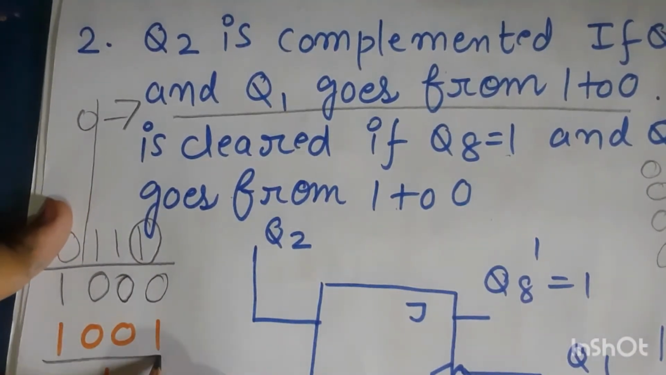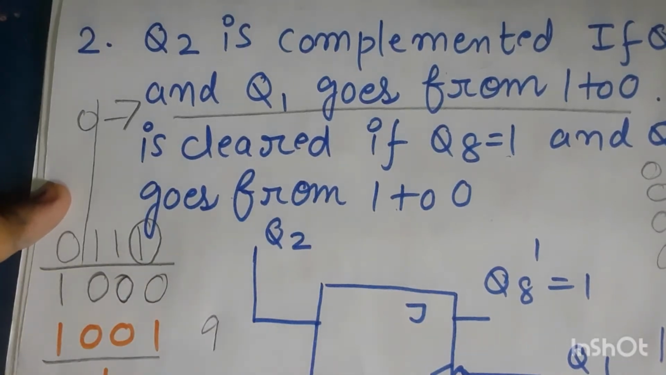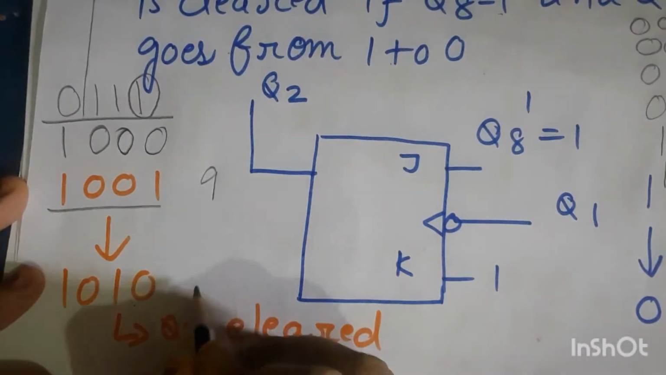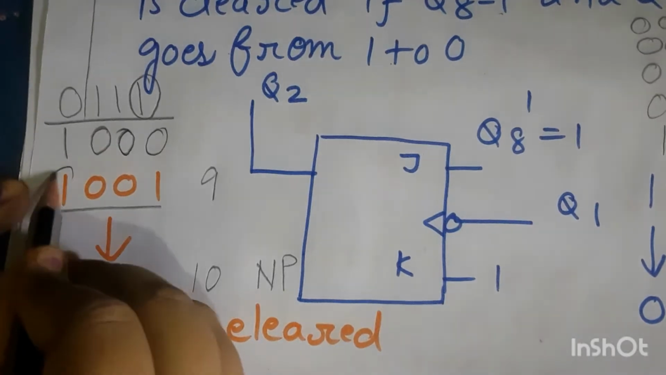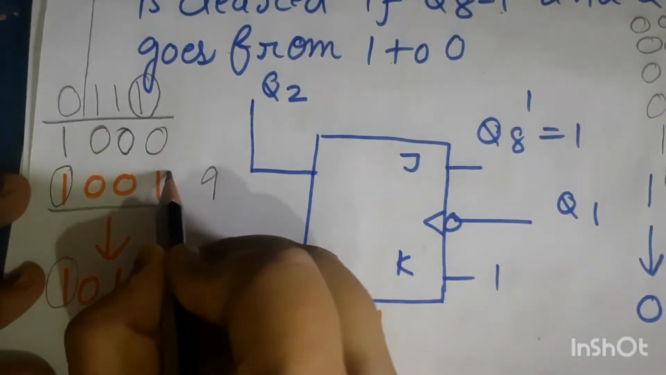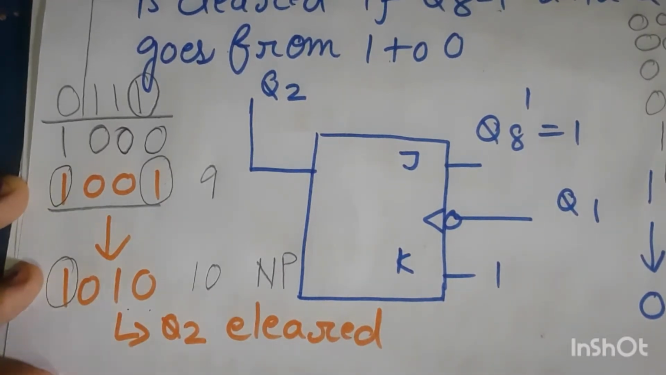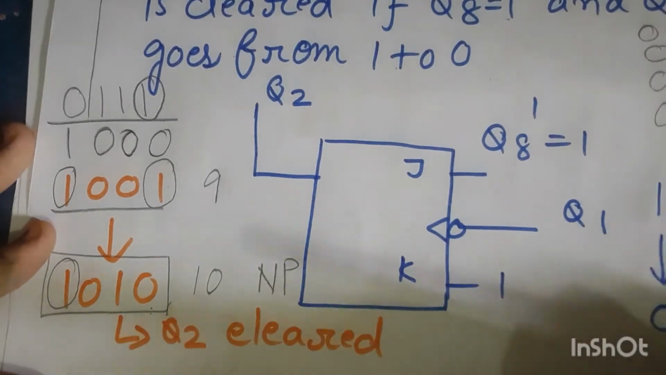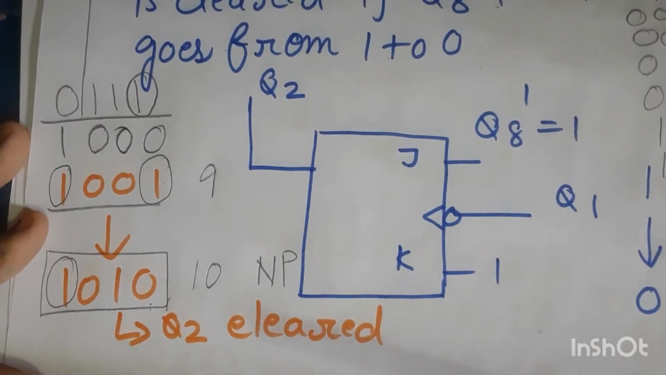Now this is the value of 9, the maximum count value we can have for a mode 10 counter, that is decimal 9. So the binary value 1010, that is 10, is not possible. So when Q8 is 1 and Q1 is going from 1 to 0, Q2 is cleared, which means this state does not happen. Hope I am able to make you understand this condition. Next, let's move to the next condition.